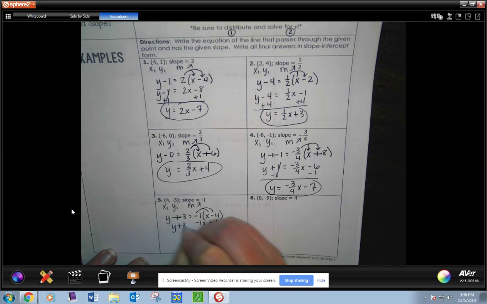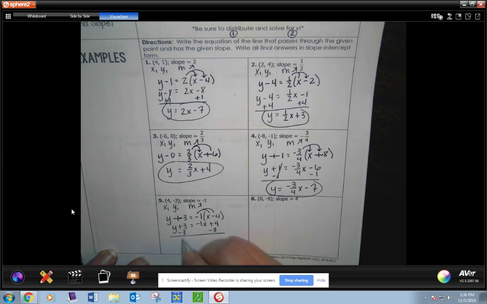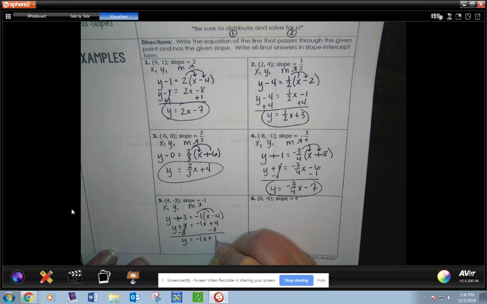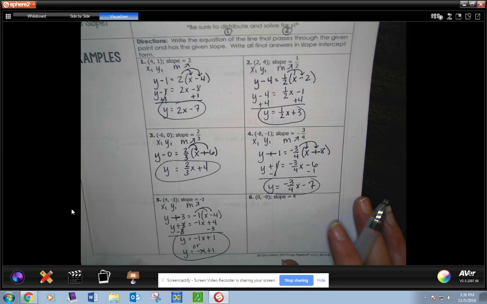I bring down y plus 3 equals, and to get y by itself, I just need to subtract 3. This gives me y equals, positive 3, negative 3 cancel. I keep negative 1x, and 4 and a negative 3 make a positive 1. Or you could do this as y equals negative x plus 1. Either way is okay. I would take either answer.